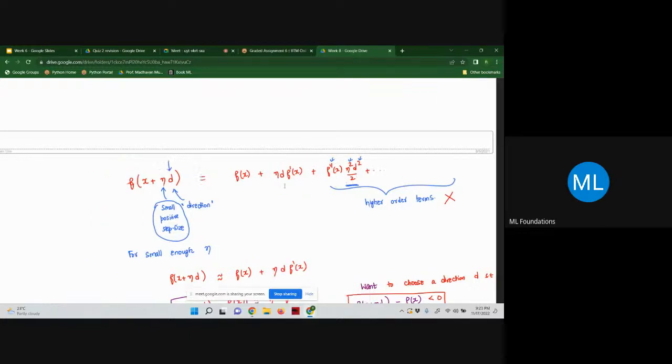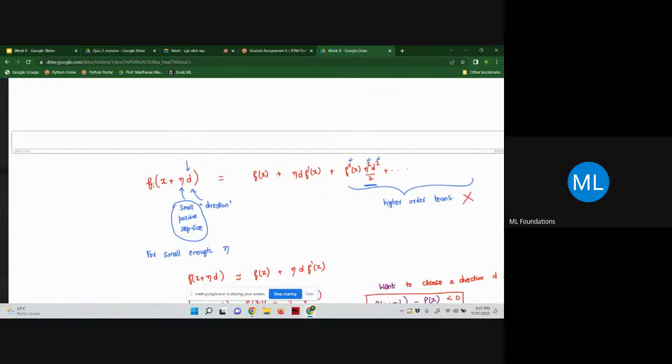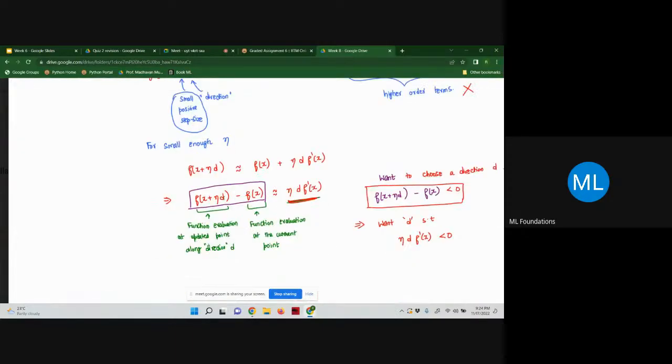Okay, and let's say your f of x plus eta d equals f of x plus eta d f dash of x, right? And this x plus eta d will be our x t plus 1. Okay, this x is our x t. All right, so how do you want to move?